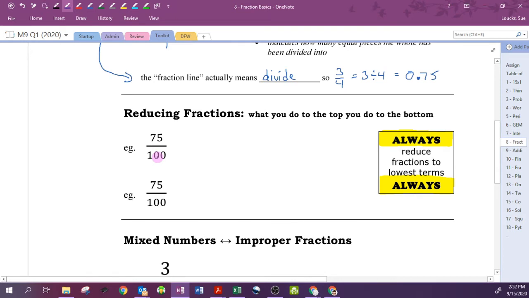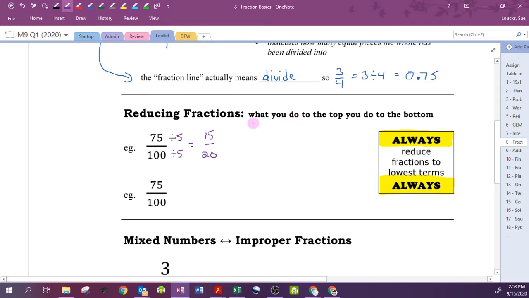When we're reducing fractions, you're going to do the same thing to the top and the bottom. So if I look at these two numbers, I see that 75 and 100 can both be divided by 5. So if I divide the top by 5 and I divide the bottom by 5, I get 75 divided by 5 is 15, and 100 divided by 5 is 20.